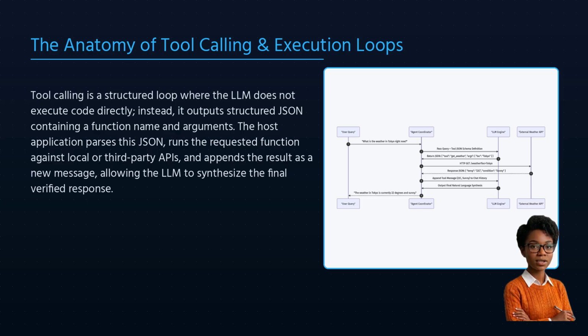Look at this sequence diagram. When a user asks for live Tokyo weather, the coordinator feeds the LLM both the query and the tool schemas. The LLM returns a structured JSON payload asking to call the weather API. Our Python code executes the API, retrieves 22 degrees and sunny, and returns this context back to the LLM. Only then does the LLM synthesize the final, accurate response.